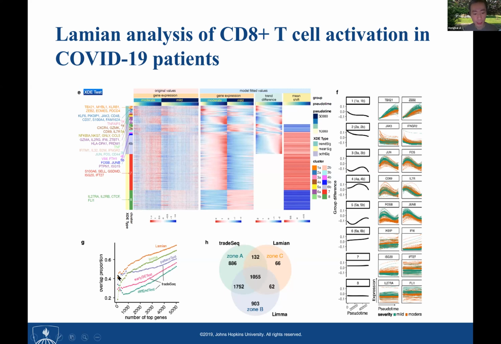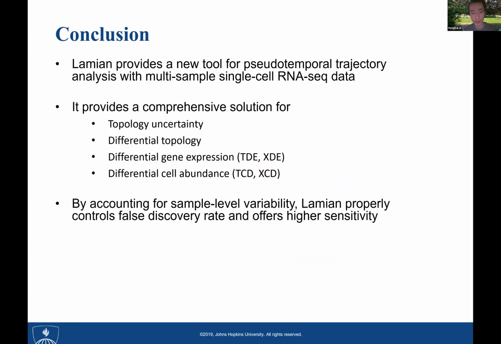Right? So we compare the overlap between the differential genes reported from these 2 partitions of data by each method. You can see Lamin showed the highest reproducibility between the 2 partitions of the data, whereas the other methods showed much lower reproducibility. So this suggests that by accounting for multi-sample variability, we actually can achieve better performance.